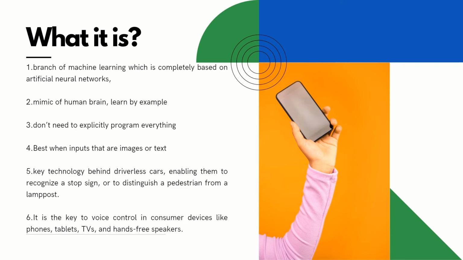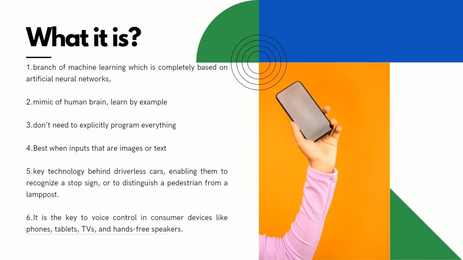So deep learning is one of the prime technologies, or the key technology, being used for this particular purpose, because one of the prime applications of deep learning is in the area of computer vision, so a machine can recognize the various elements in an area. It is also the key to voice controlling consumer devices like phones, tablets, TVs, hands-free speakers. So again, deep learning exists here as well.